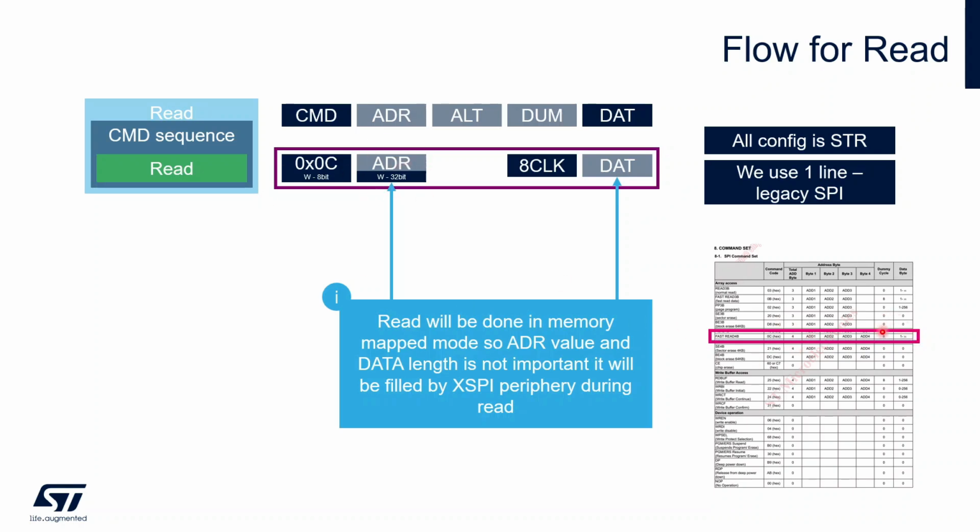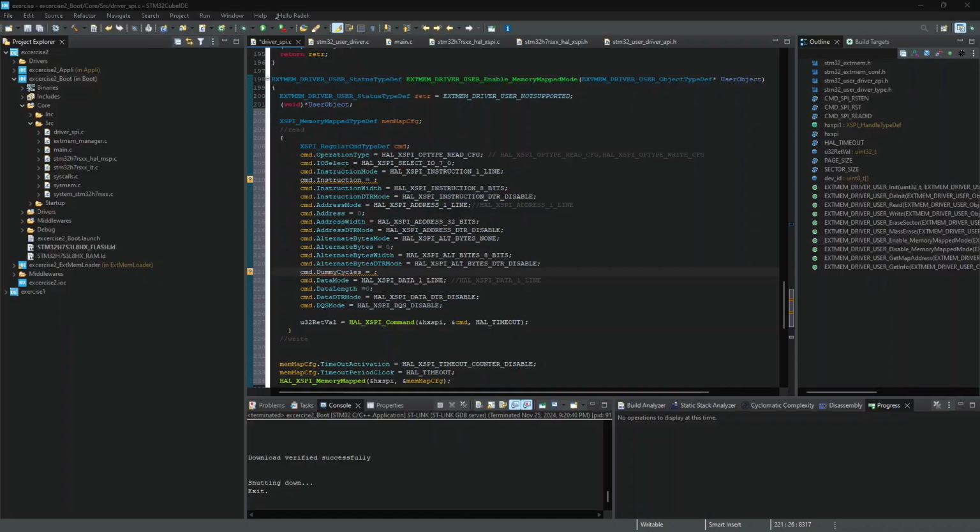And we need to pay attention, we need to send 8 clock cycles. If you set less, you will start reading the data before there are any valid data. In case that you set more, you lose some bytes which were already valid and you throw them out. So in our case, we need to set the 8C as an instruction and 8 clock cycles to the dummy cycles. So the dummy cycles will be then 8.